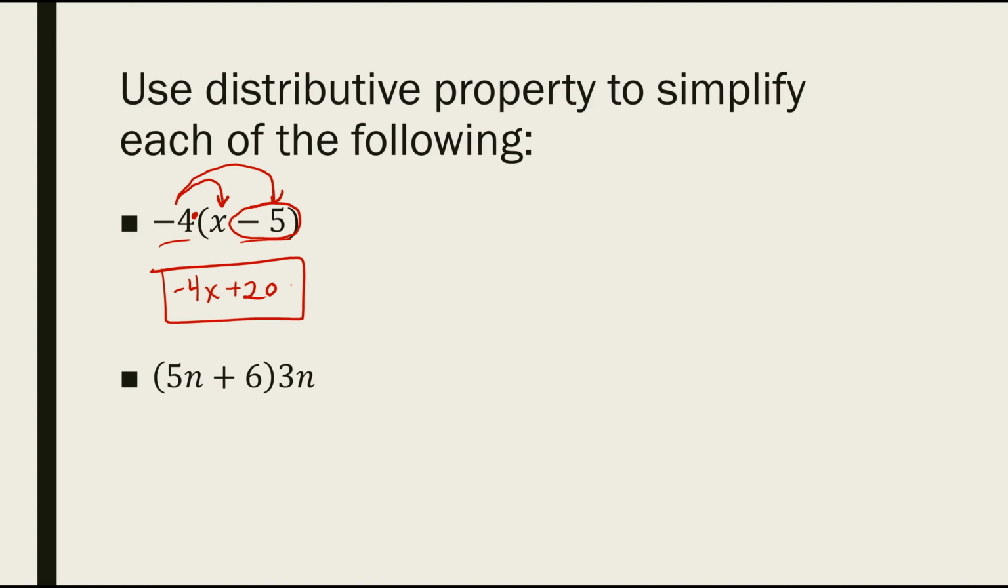Next problem. Uh-oh. I have parentheses first and then the thing that's multiplying them. Is that okay? Can I still do the distributive property? Absolutely, because we love the distributive property. All I have to do is multiply this 3n in to both the 5n and the 6. Don't get messed up by the fact that it's at the end. That'll happen sometimes.